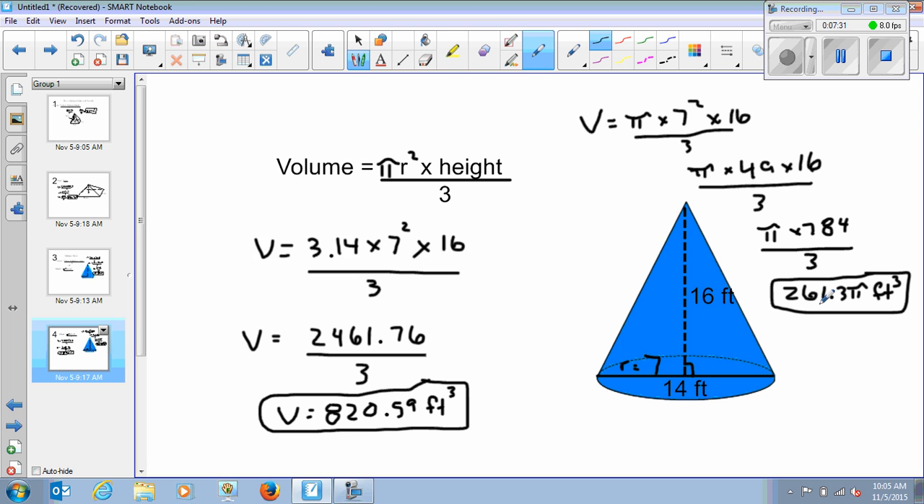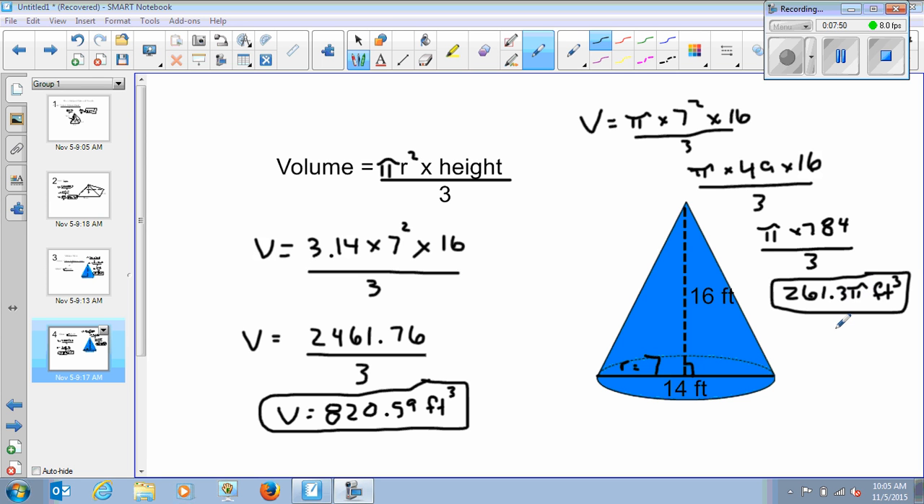Now you're saying, well, that looks a lot different than this answer. It will look a lot different than that answer because you didn't multiply it by pi. You'll notice that if you multiply this number by 3.14, which is what pi is, your answers will match. So if they say leave it in terms of pi, just do everything except for multiply by pi. Just leave a pi there.